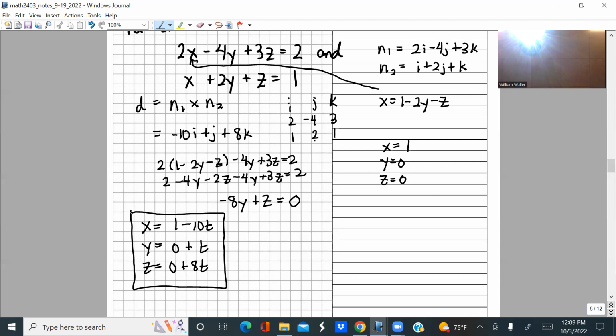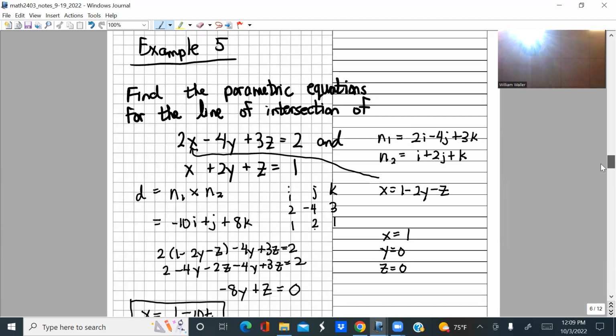If this hadn't worked out so nicely to be 8y plus z is equal to 0, it would have been just as easy, right? Plug in any value. Once you got to this equation, plug in any number you want for y or z and solve for the other variable. This is just a linear equation in two variables, right? So you generate solutions to this linear equation just like you would if you're graphing a line in two dimensions. Okay, so that's how you find the intersection of two planes. That's how you do it.